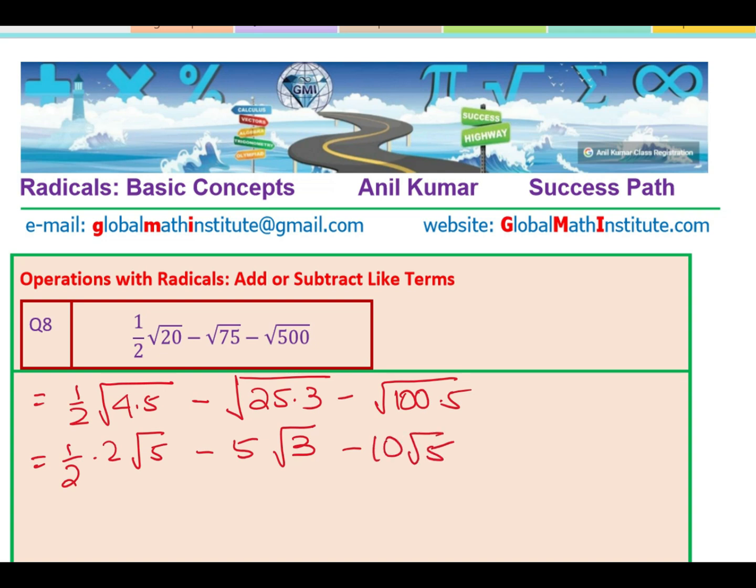Now, in this case, you notice that 5 square root 3 is not going with any other term. So that will be left alone. 2 and 2 cancel. We have 5 square root 5 and minus 10 square root 5. That means we are left with minus 9 square root 5. Clear? And we already have minus 5 square root 3. That becomes our answer. So it is not necessary that all will be combined together, right?